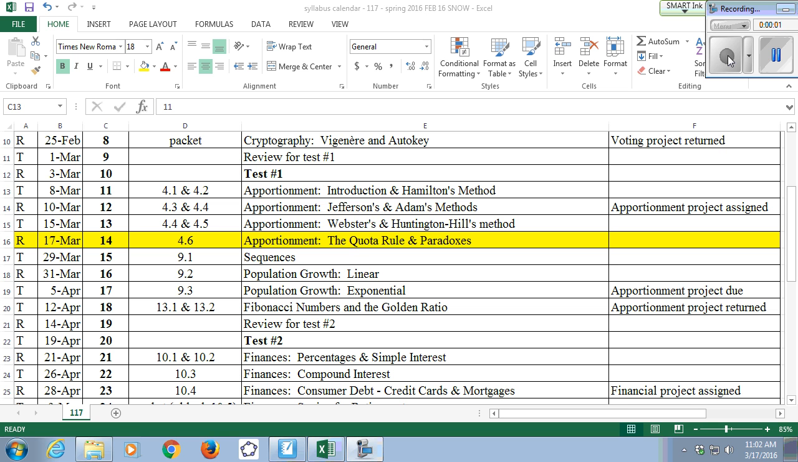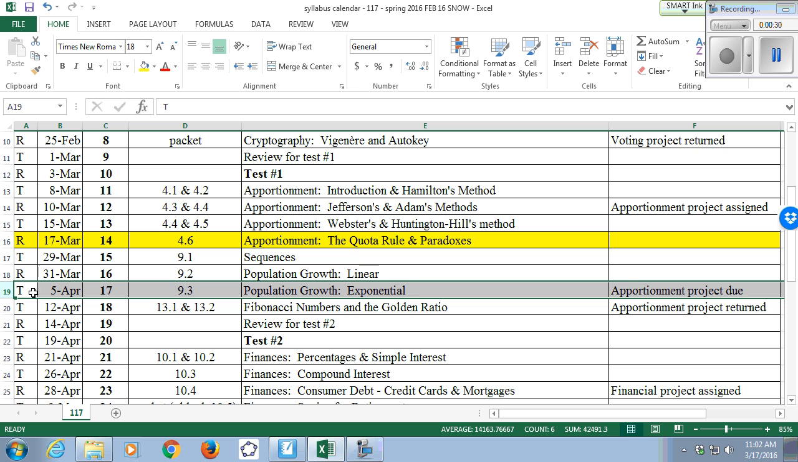Today we're going to finish up chapter 4. We're going to finish our discussion of apportionment. We're done with methods. We have learned 5 methods of apportionment, so we're done with learning how to apportion. Today we're going to discuss the pros and cons of those 5 methods: what's good about them, what's bad about them. And that will finish up chapter 4, and you will then be able to do all of your project that's due April 5th.